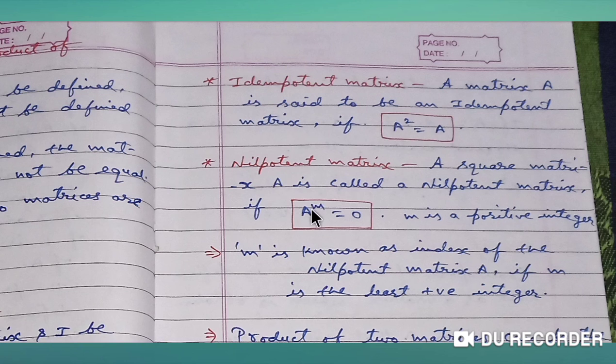If this product is equal to 0, then we say that the given square matrix is known as a nilpotent matrix. This m is a positive integer, not negative or 0, and m is known as the index of the nilpotent matrix A. And if m is the least positive integer, so actually this is a description about m.